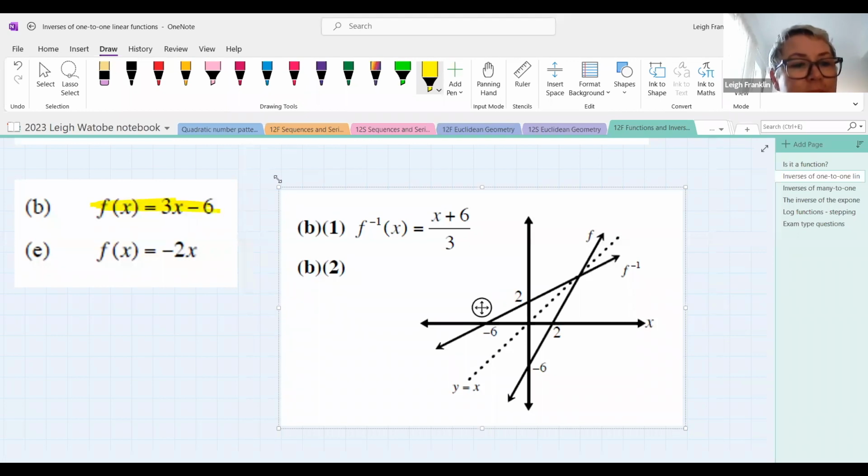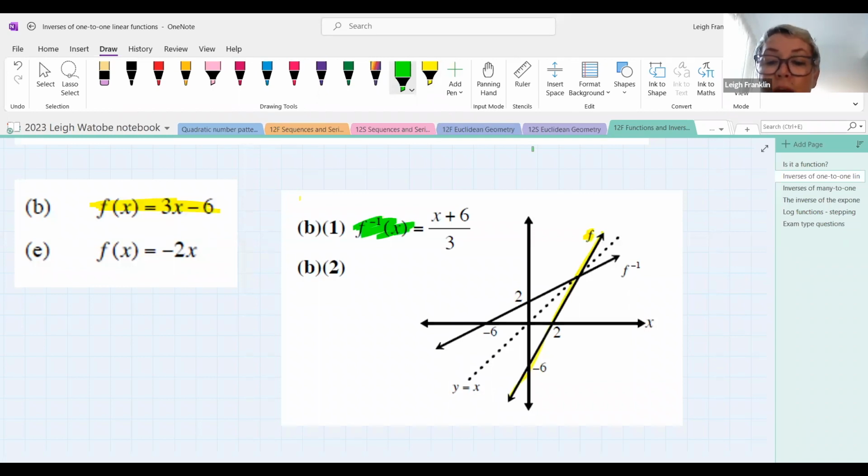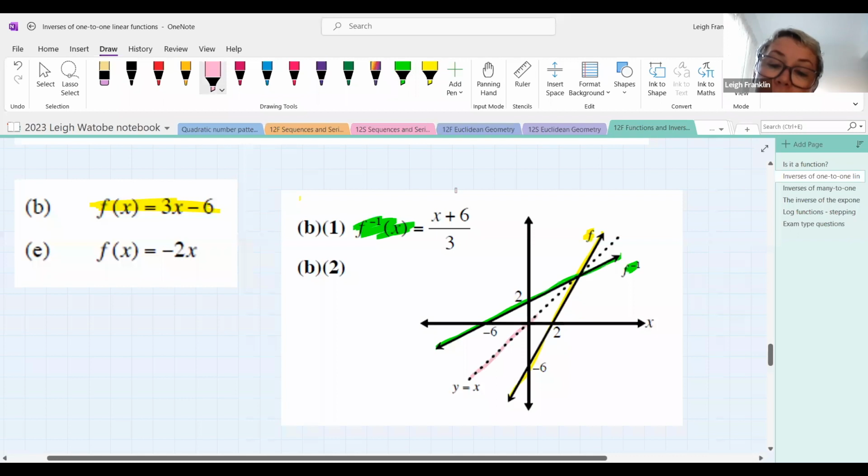So I'm just highlighting that in yellow, okay, so that you guys can see which line it is. It's this line over here. Okay, so that's our original function. And then our inverse function, I'm going to highlight in green. So that's this one over here. It looks like that. There's our inverse. Here is our line y equals x. I'm going to put that in pink again. Right, there we go. And there are our x and y intercepts.